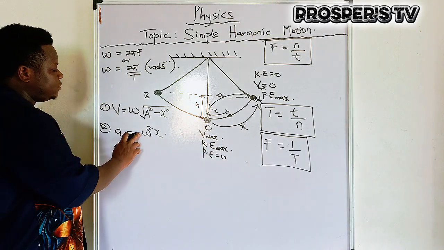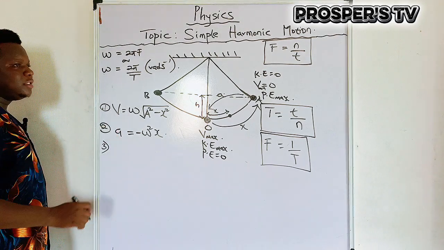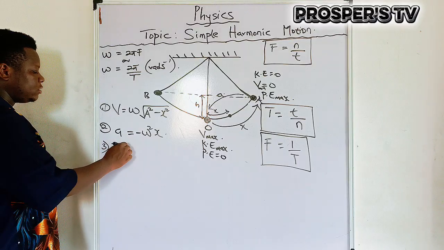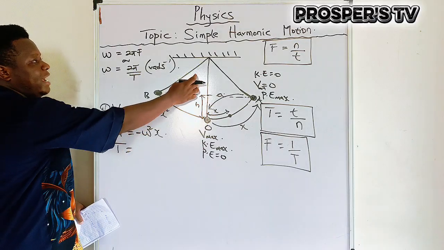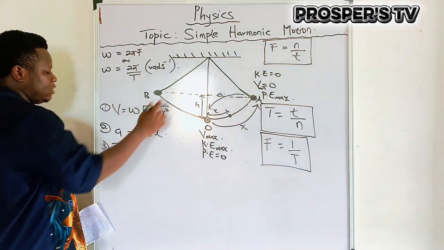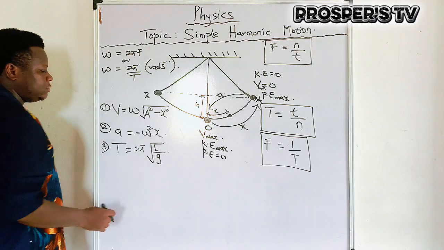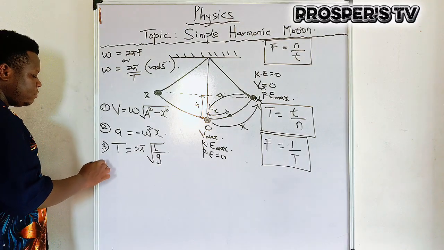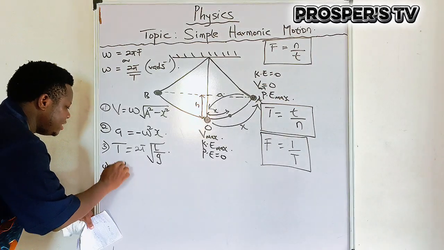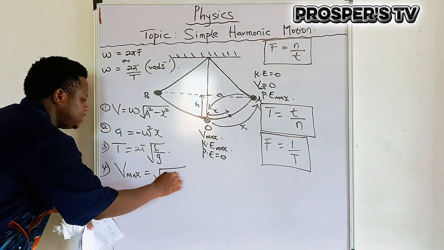But when solving, you don't really use the negative sign for your calculations. Then what other formula is important to us? The formula for period is very important. The period of a simple pendulum is given by 2 pi root L over g. And then the last formula you would need is the formula for your maximum velocity. In case they should ask you for maximum velocity, it is equal to the square root of 2gh.